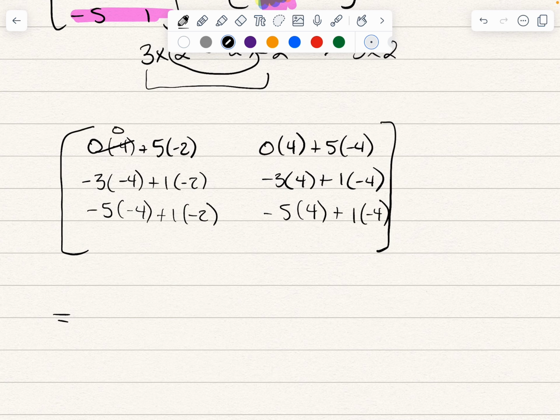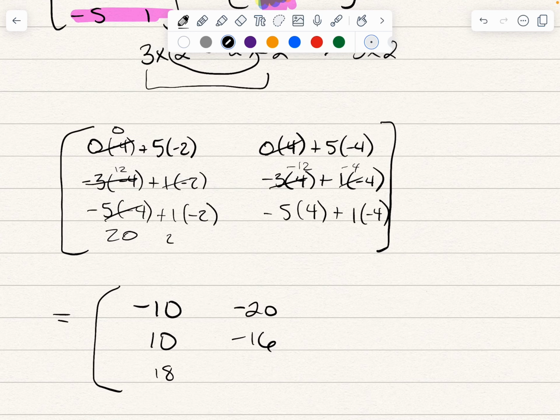0 times negative 4 is 0 plus negative 10. So that first spot is a negative 10. Okay. 0 times 4 is 0. 5 times negative 4 is negative 20. So that's my second spot. Moving here, 3 times negative 4 is positive 12. Minus 2, that's going to give you a positive 10. This is a negative 12 and a negative 4, so that's a negative 16 here. When you add those together, we get positive 20 minus 2, that's 18. And negative 20 minus 4 is negative 24.